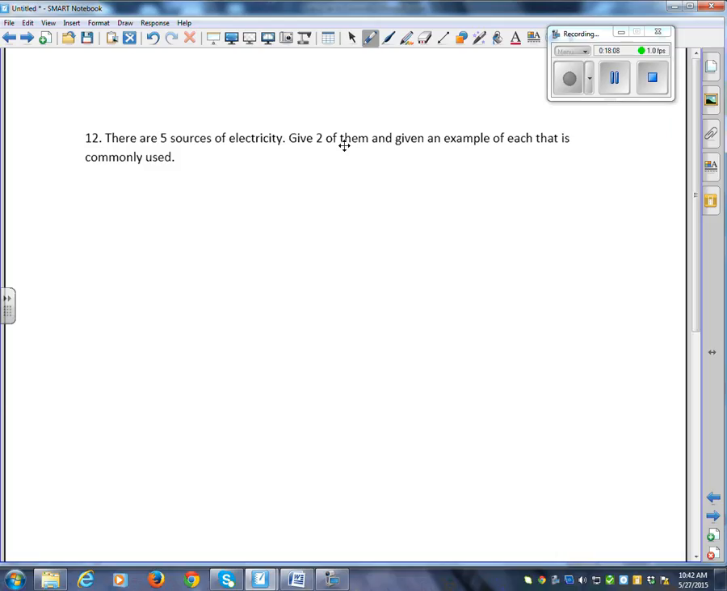Okay, number 12, Faith. Last one, okay? And then you're going to get a chance to work on your other. There are 5 sorts of electricity. Give 2 of them and give an example of each one.